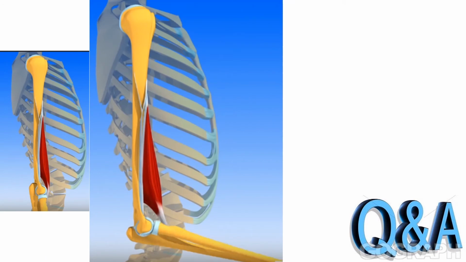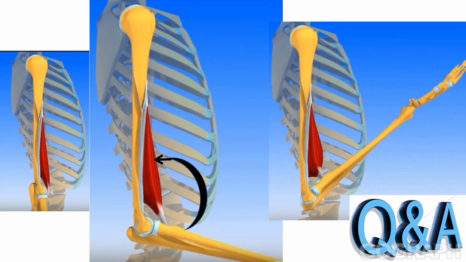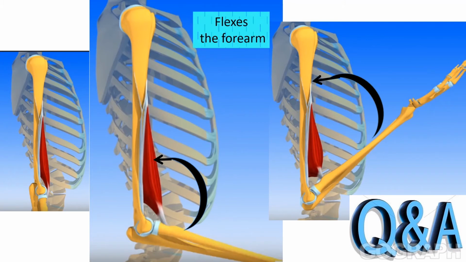This is a closer view with the action of the brachialis muscle. What does the brachialis do? It flexes the elbow joint. That means it decreases the angle between the forearm and the arm. And here is a flexion position of the elbow joint.